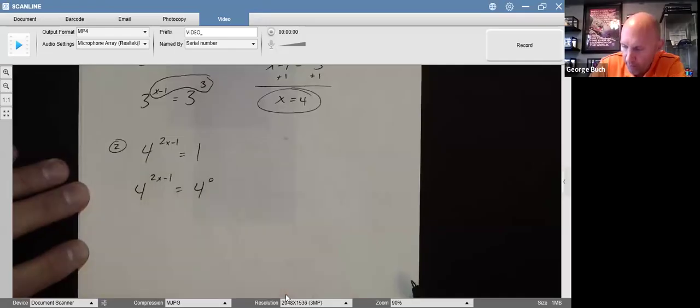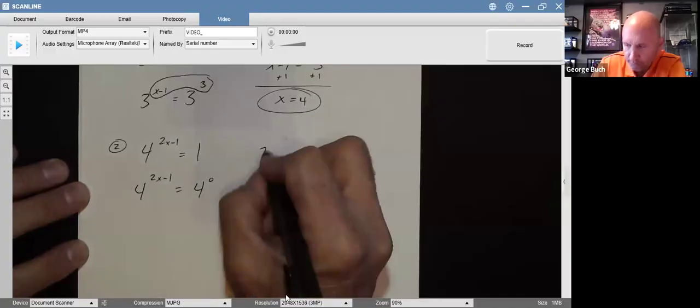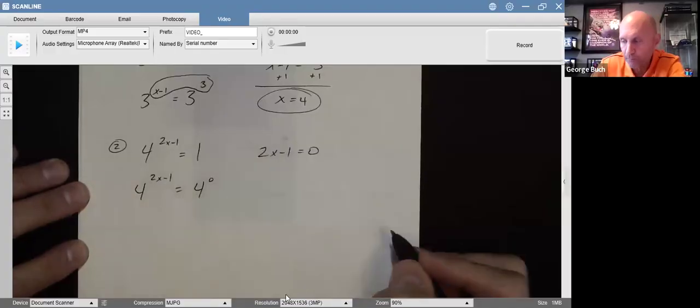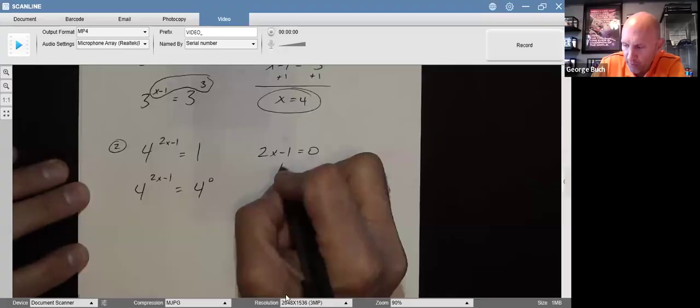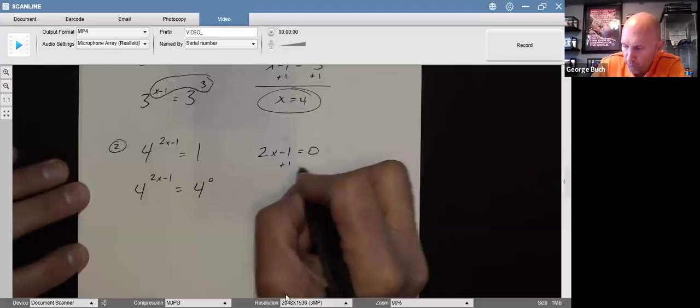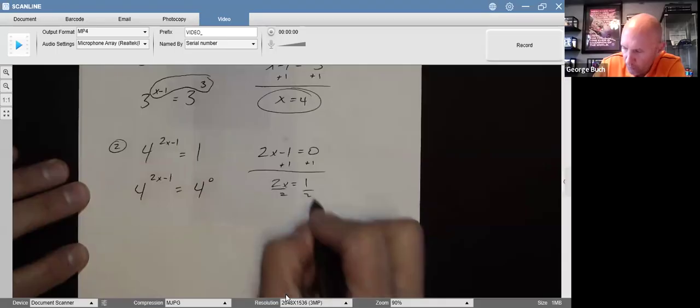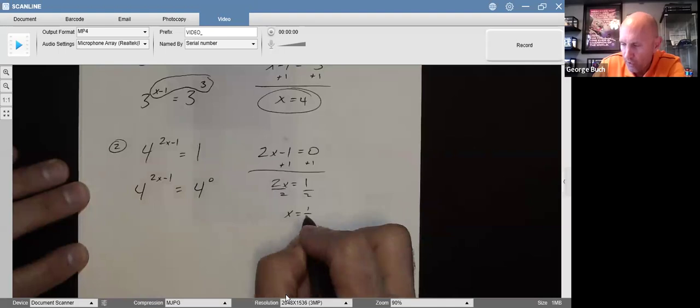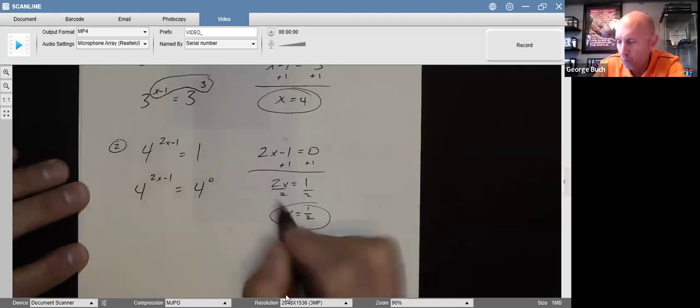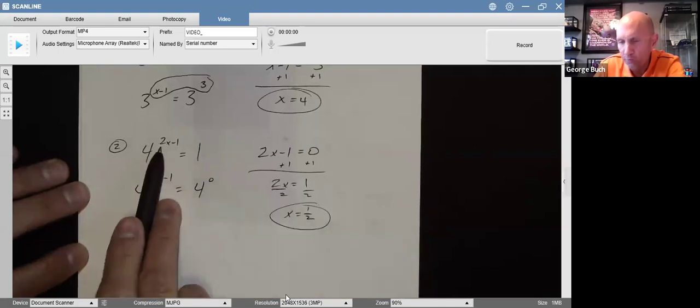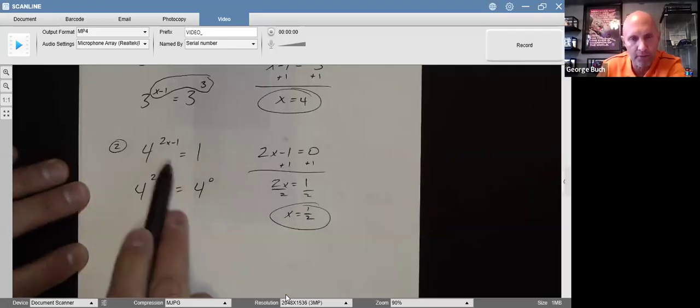So therefore, that means 2x minus 1 is equal to 0. The exponents have to be equal, so add 1 to both sides. I get 2x equals 1. Divided by 2 means x equals 1/2. Check it: 2 times a half is 1, 1 minus 1 is 0, 4 to the 0 power is 1. Yep, that's it.